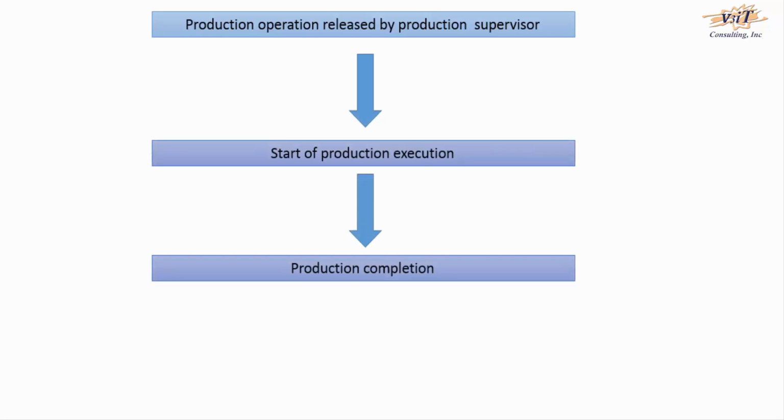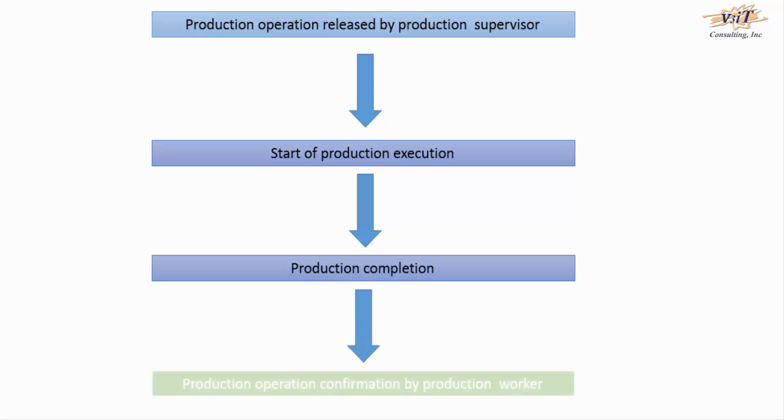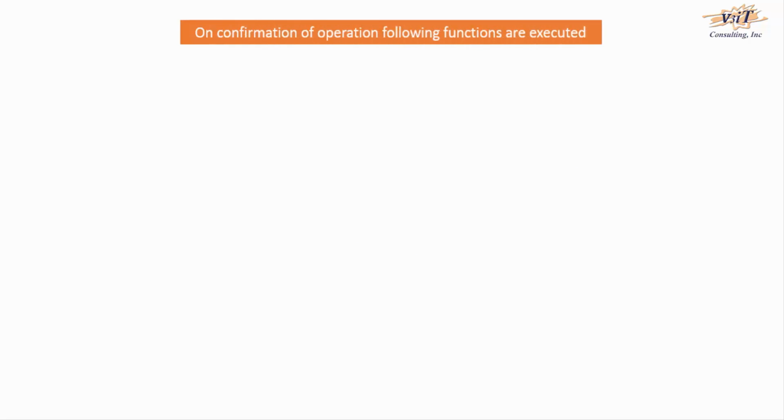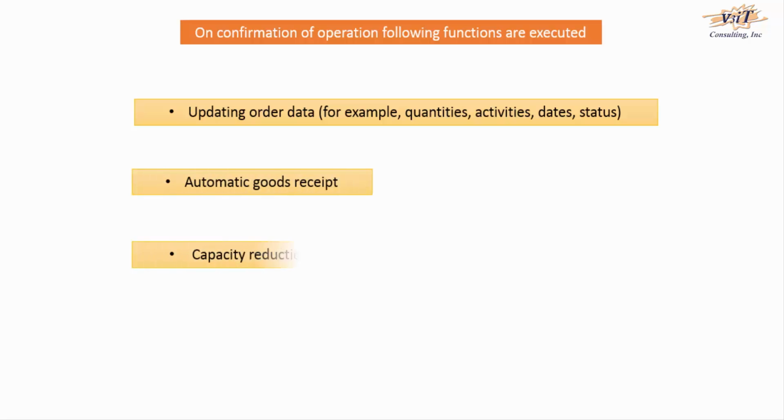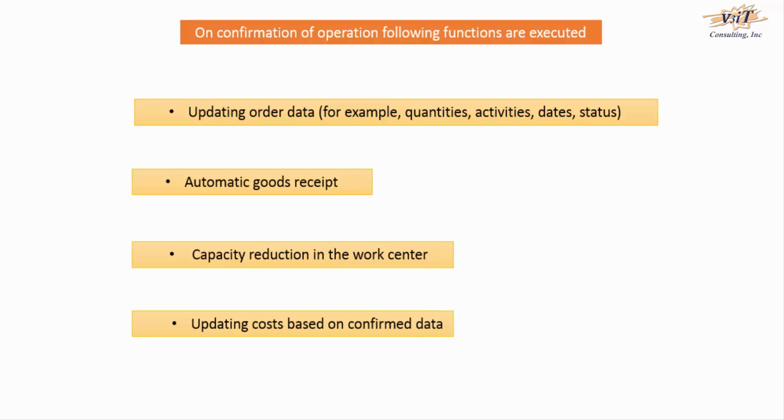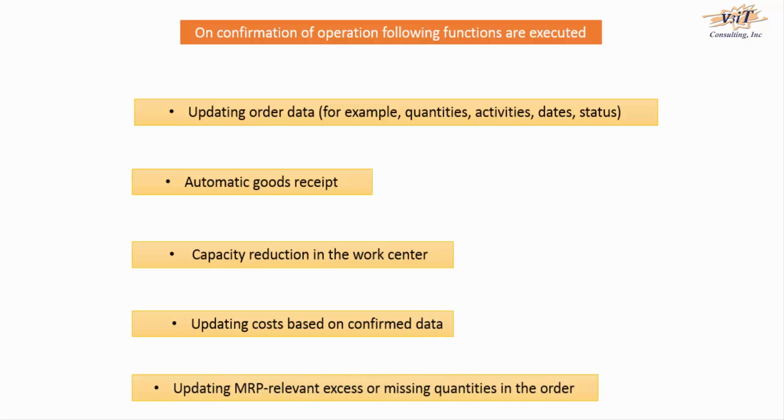After completion of the operation at the specific work center, the worker confirms the operation. The objective of confirmation is to update order data: automatic goods receipt posting, capacity reduction in the work center, updating costs based on confirmed data, and updating MRP relevant excess or missing quantities in the order.